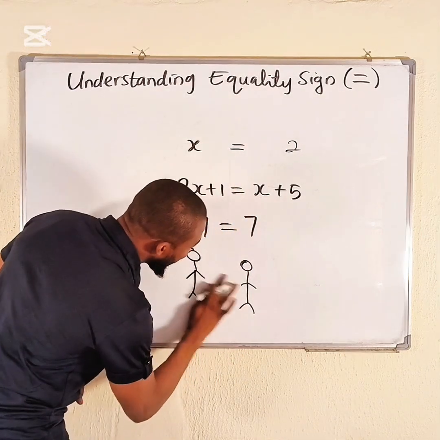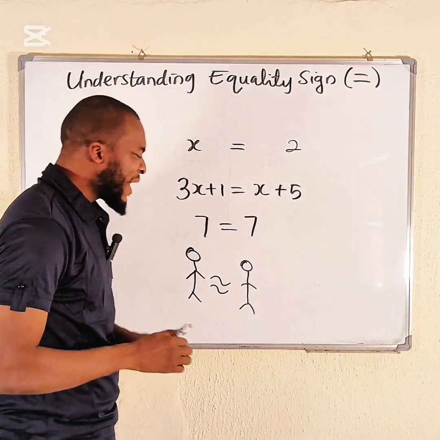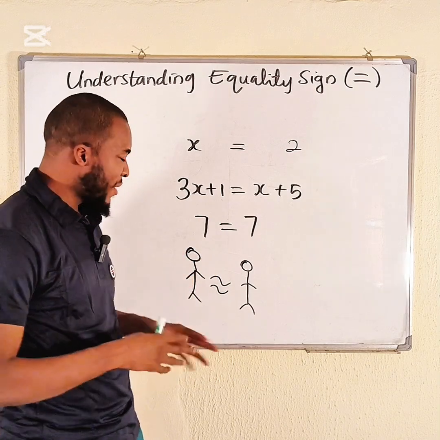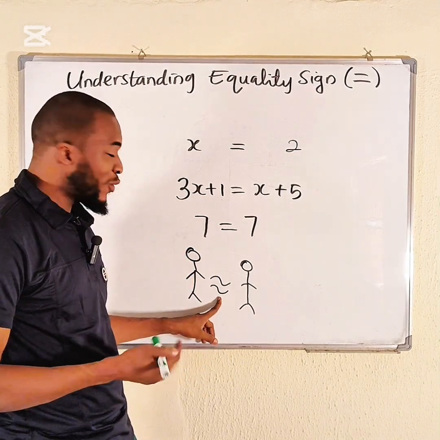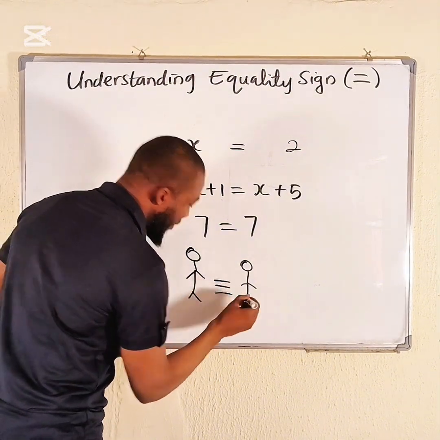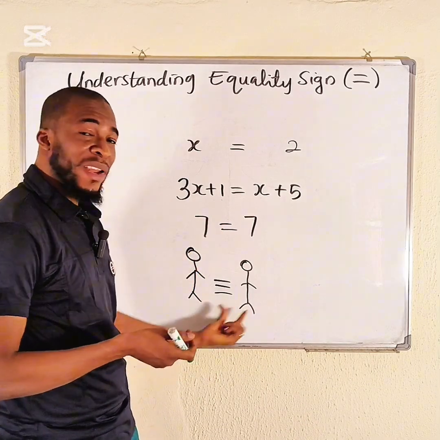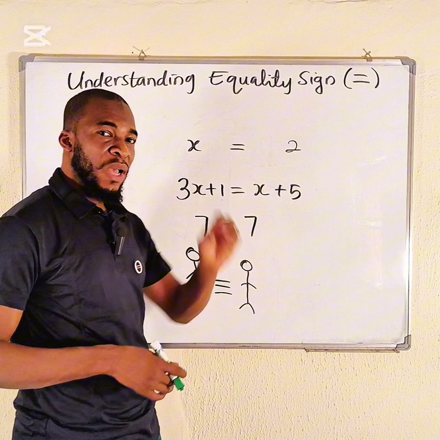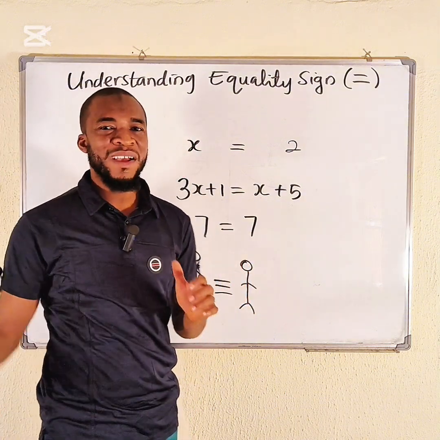But you can use this to show that they are strongly connected, almost exactly the same. So we use this type of, what do we call it? Approximately equal to, or you can use this, 1, 2, 3, to show that they are almost exactly the same. They are equivalent. But for that equality sign, it signifies that what is on the left-hand side must be exactly what is on the other side.